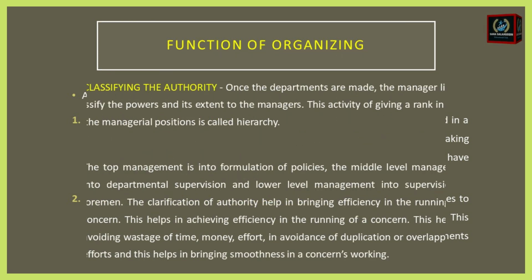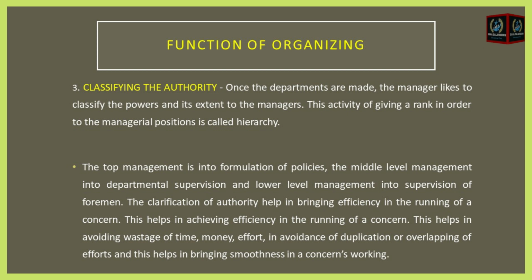Then you have to classify the authority. Once the departments are made, the managers classify the power and its extent to the managers. This activity of ranking managerial positions in order is called hierarchy. The top management is into formulation of policies, the middle management into departmental supervision, and the lower level into supervision of foremen. The clarification of authority helps in bringing efficiency in the running of a concern.